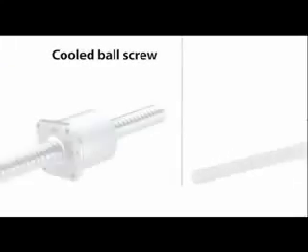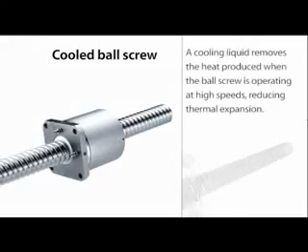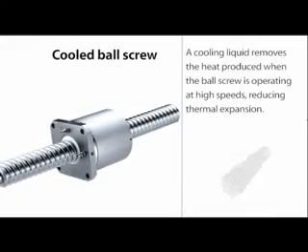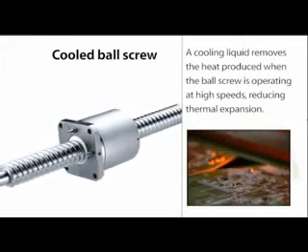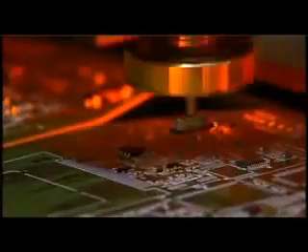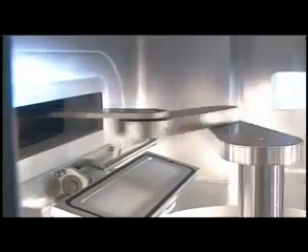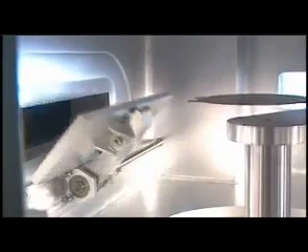Cooled ball screws. A cooling liquid is forced through the center of the nut, removing the heat produced when the ball screw is operating at high speeds and reducing thermal expansion. This enables the ball screw to maintain a high level of accuracy when running at a high speed. They are used in high-speed machine tools and high-speed general processing center machines.